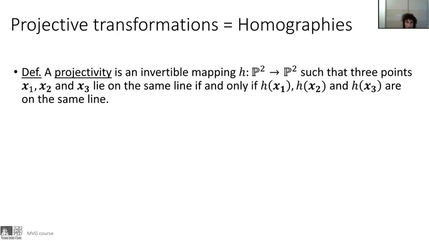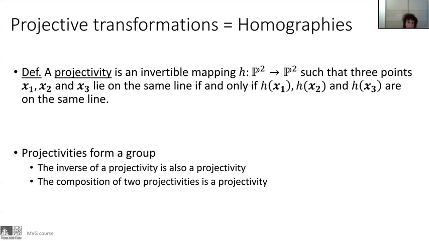So what is projective transformation? A projective transformation is an invertible mapping between the projective space, P2 to P2, such that any 3 points lie on the same line if and only if the mapping of them lie on the same line. This is the definition. In a minute, you will see why projective transformations form a group. It means that the projective transformation has an inverse, and the composition of two projectivities is also a projectivity. In a minute, you will understand why.